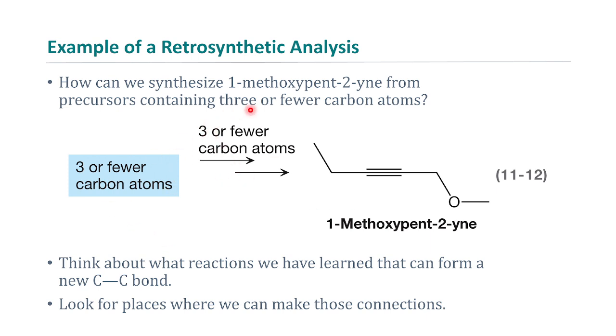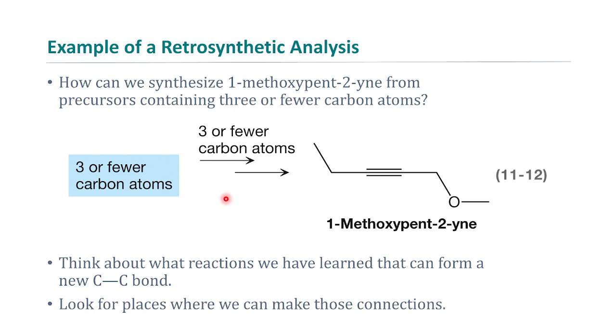And so overall we want to make this right here. This is our target that we're going to end at. And then we're going to have some sort of series of steps that are going to involve things that have 3 or fewer carbon atoms in them. These could have oxygens on those carbon atoms, chlorides, whatever. But we need 3 or fewer carbon atoms, small chains.